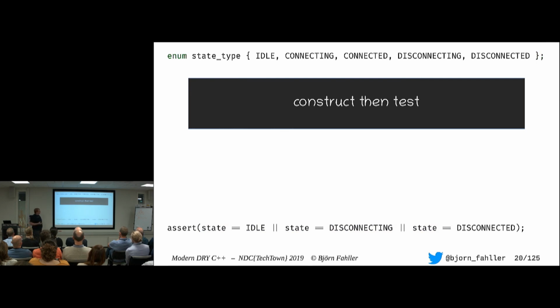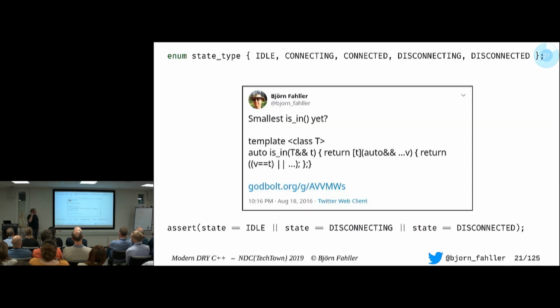And then we can try something else. We can construct an object and then do tests. So we're sort of turning it a little bit inside out. There was sort of an informal competition on Twitter a few years ago about who could write the smallest check for if a value is in a set of values. And I think this example won. I'm not sure. I haven't found any that was smaller. This was when Twitter had a limit of 140 characters. With the Godbolt link.